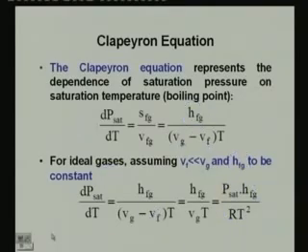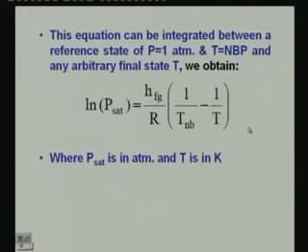Now you can integrate this equation between two states, 1 and 2. If I take state 1 as a reference state, that means pressure is 1 atmosphere and temperature is the normal boiling point, that is my reference state 1, and state 2 is any arbitrary temperature at which I would like to find out the saturation pressure. That means I am integrating the Clapeyron equation between a reference state of 1 atmosphere pressure and normal boiling point, and any arbitrary state T. So you get this equation.